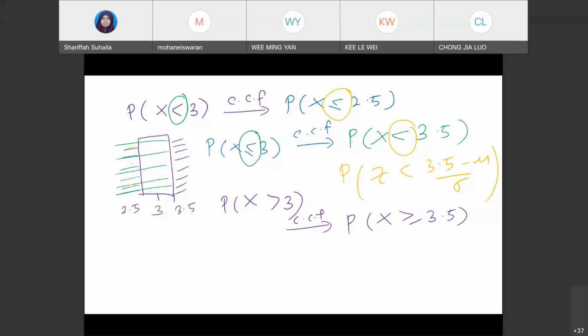So if you have probability x greater than or equals to 3, daripada bawah ke atas, you will have probability x greater than 2.5. So greater than 3 sini je, so 3.5. Greater than or equals to 3 daripada bawah sampai ke atas, so you betulkan, so up to 2.5. Okay, boleh faham tak dia punya konsep rectangle ni?